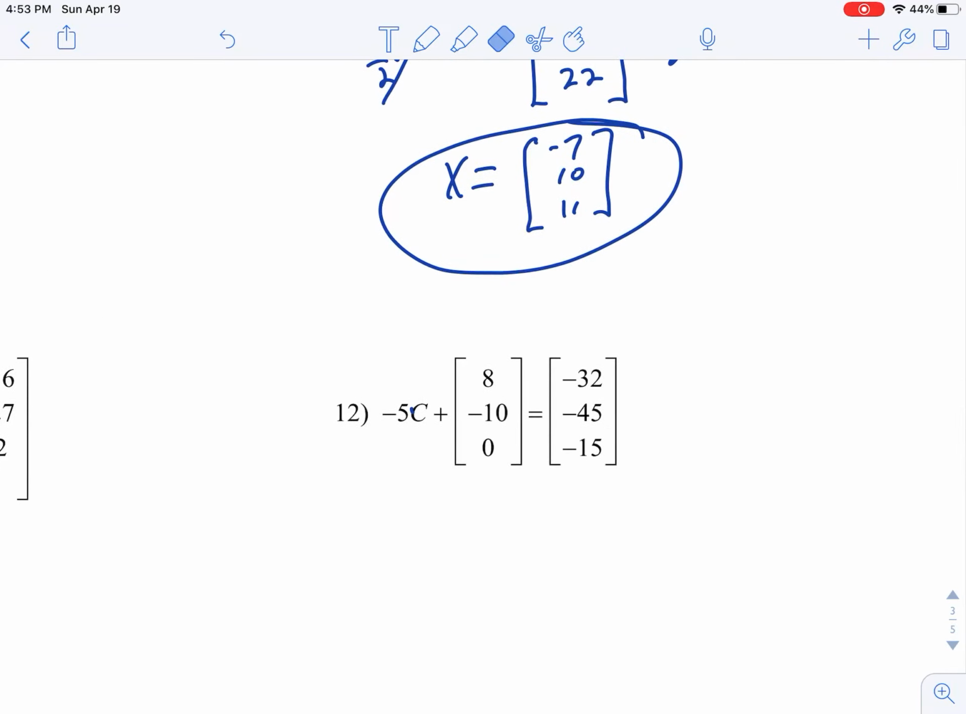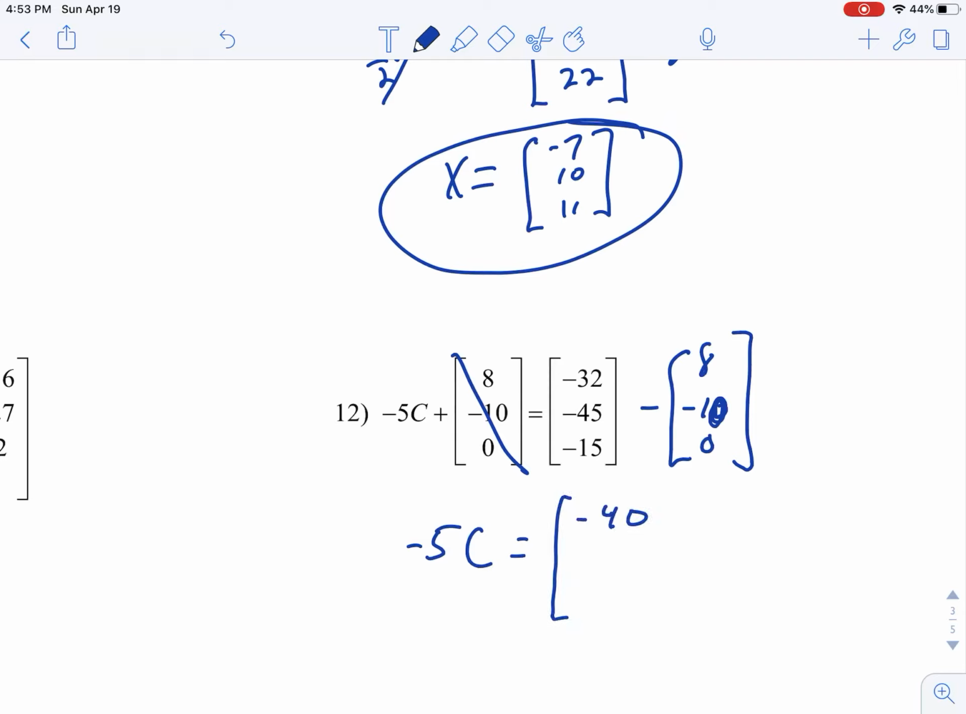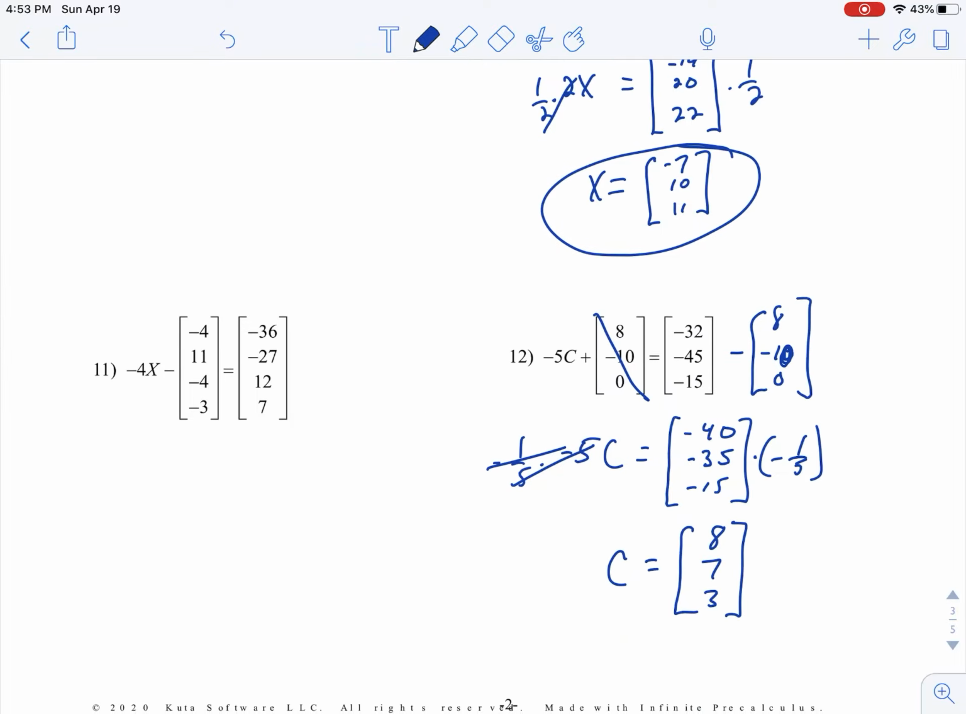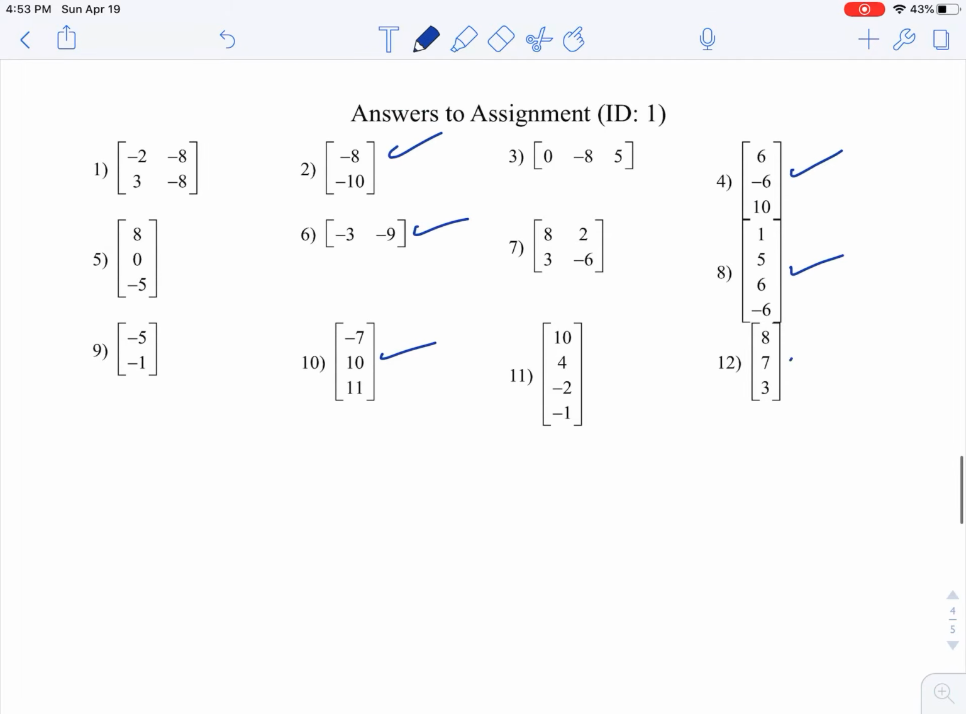Last one here. To cancel that out, I need to subtract 8, negative 10, 0. I'm sure that's a 10, not a 16. Negative 5C equals, let's see, negative 32 minus 8 is negative 40. Negative 45 minus 10 is positive, so that's going to be negative 35. Negative 15 minus 0 is negative 15. Multiply by negative 1/5. Cancels the negatives. Capital C equals positive 8, positive 7, positive 3. And if you needed to use a calculator here, by all means you could. That'd be fine. There's our answer.